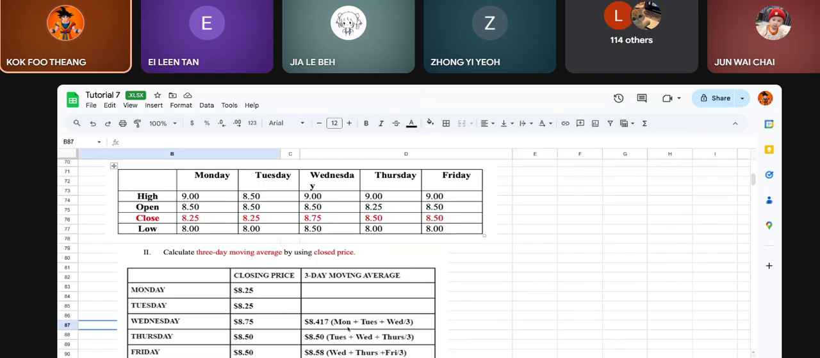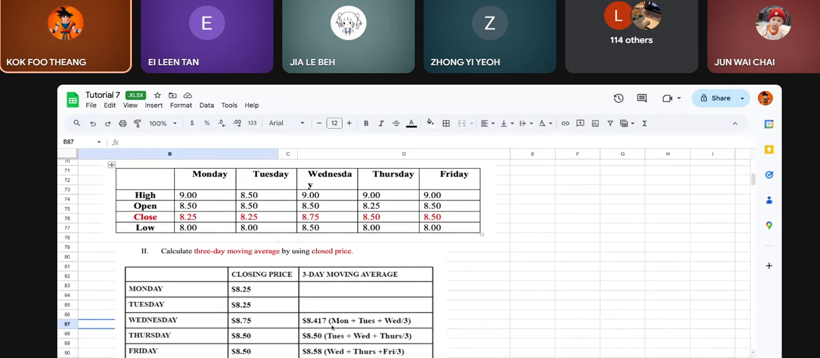Starting from Wednesday, the closing prices will be Monday, Tuesday, Wednesday. That's 3 days added together, 825, 825, 875, divided by 3. So you will get 8.417. Thursday, because you only need a 3-day average, so Thursday, Wednesday, and Tuesday. So ignore the Monday.